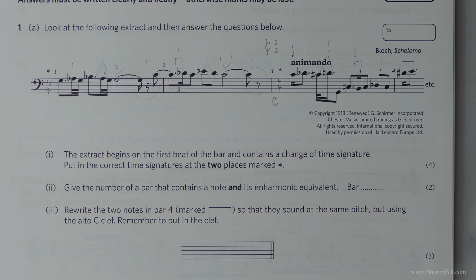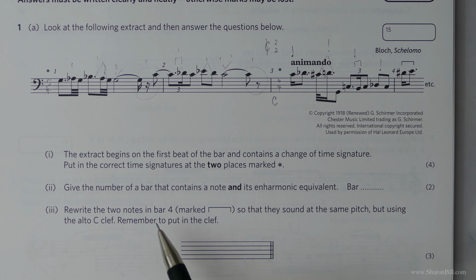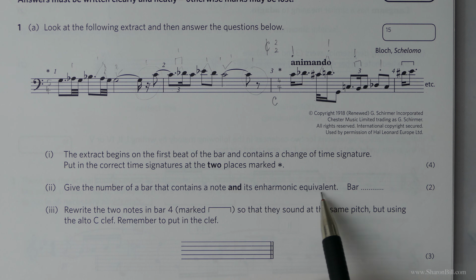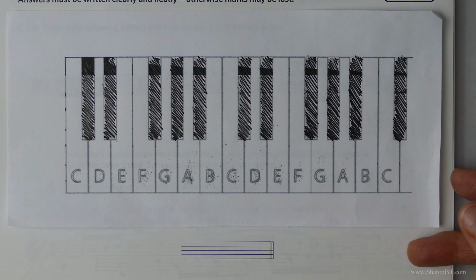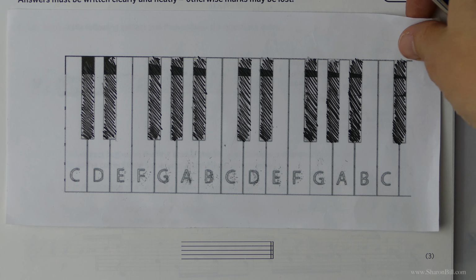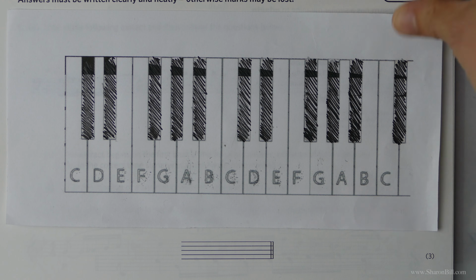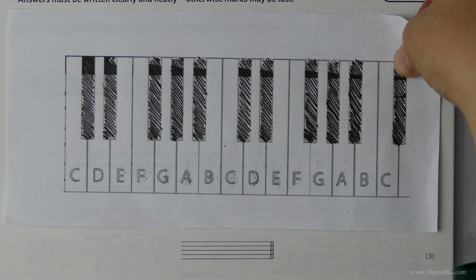That's that done. Let's look at the next one. Now we're asked to give the number of a bar that contains a note and its enharmonic equivalent. Now this is where, if you can just visualise the piano keyboard, by all means sketch one out on your scrap paper quickly. It doesn't have to be a work of art, but you can just quickly do that. Even if you don't play piano, it's a good visual aid.